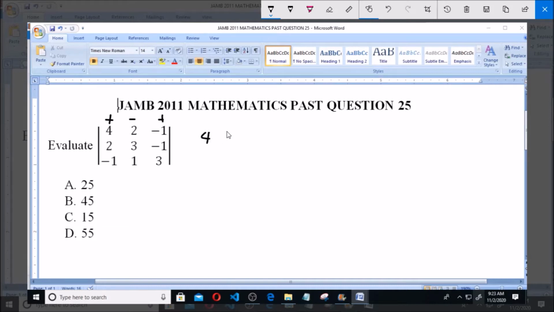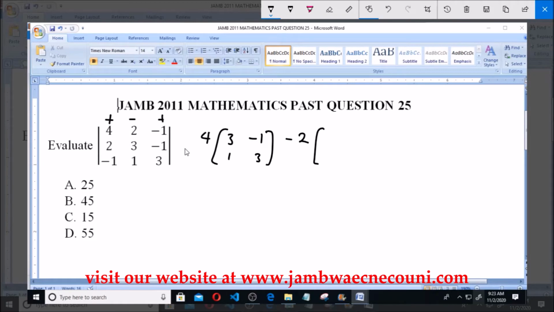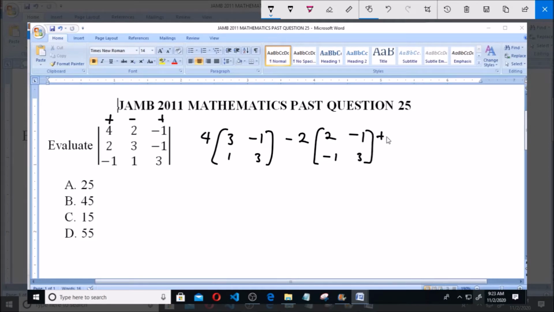We'll have 4 into, now when you're using 4 here, you won't pick anything under 4, you will move to the next one and you pick this set here. So we have 3, minus 1, 1, and 3. Then the minus 2 into, now you won't pick anything under 2. So you pick under 4, which is 2, and under minus 1, which is minus 1, then minus 1, 3. Then plus minus 1 into, now we have 2, 3, minus 1, 1.